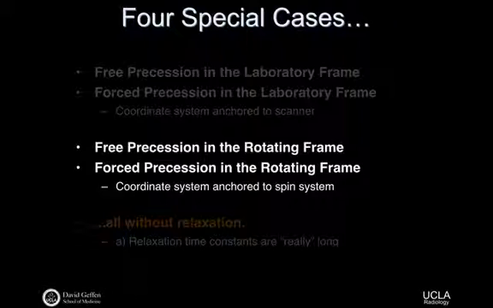Okay, so the two examples that we want to work through: the first one is free precession in the rotating frame. I'll do a clock check to see where we are with time, but we'll get through both of these because the first one's really quick. Then we'll talk about forced precession in the rotating frame, again with a coordinate system that's anchored to the spin system. I'll see if I make it back to the slides; I've got to get through those two. If we don't get back to the slides, we'll figure that out a different way. And of course, we're not worried about relaxation.